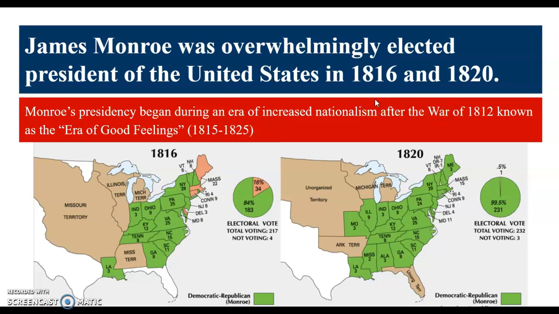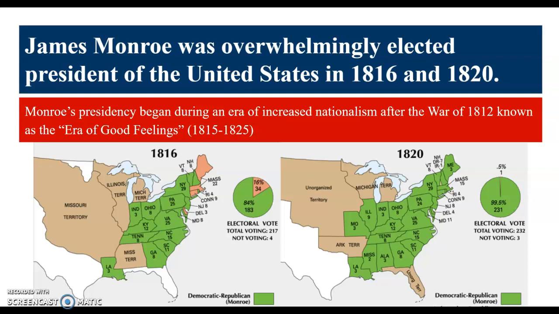James Monroe was overwhelmingly elected president of the United States in 1816 and 1820. If you look at the election maps at the bottom of the page, you can see in 1816, the Federalist Party's nominee, Rufus King, only received 34 of the possible 217 electoral votes. So it's a pretty overwhelming victory.